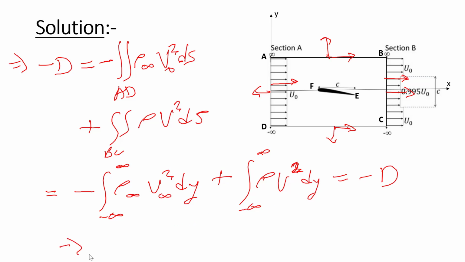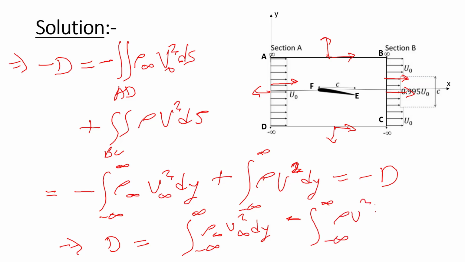So D will be integration minus infinity to infinity rho infinity u infinity square dy minus integration minus infinity to infinity rho u square dy.